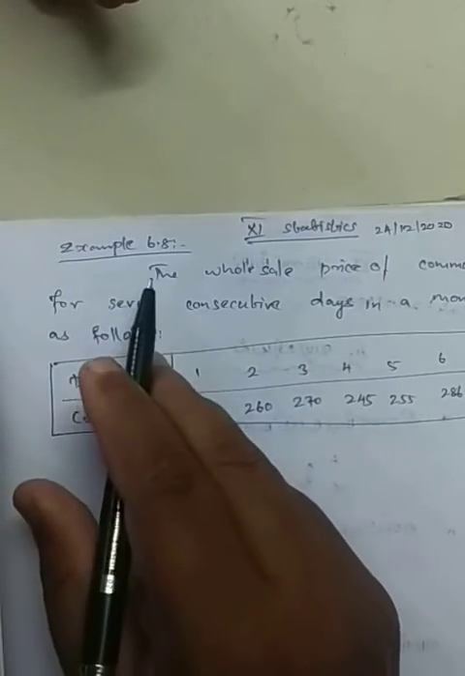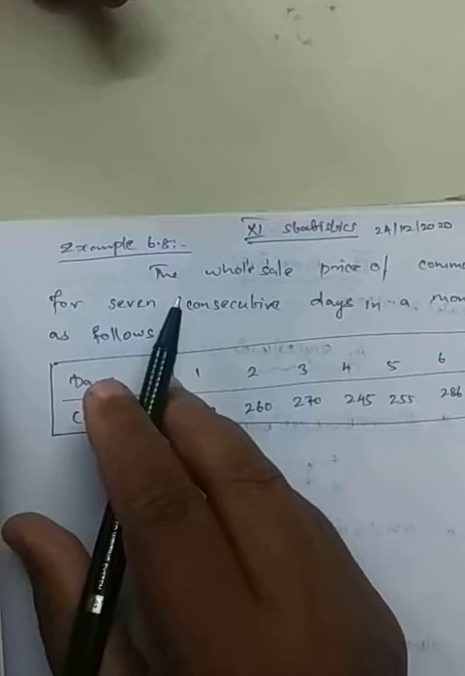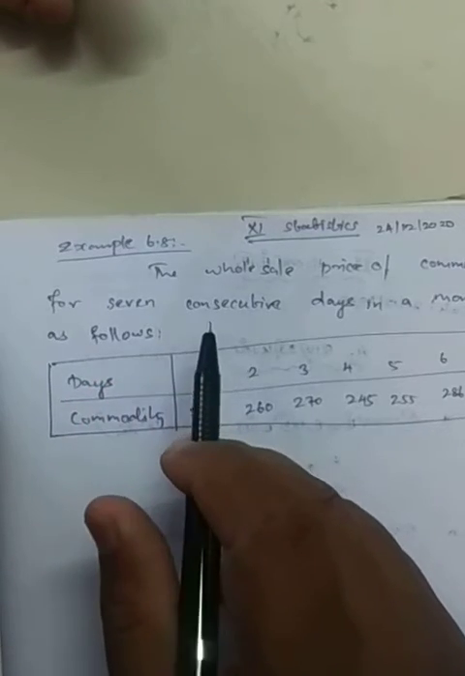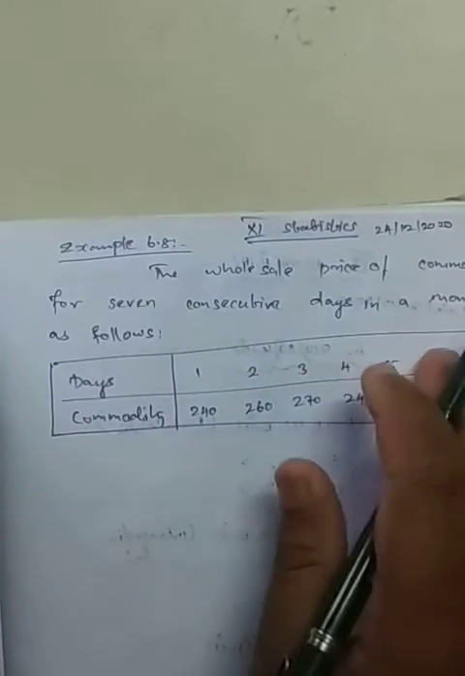We already saw example 6.7. Now we will see example 6.8. So we are finding standard deviation. Let's see this one.